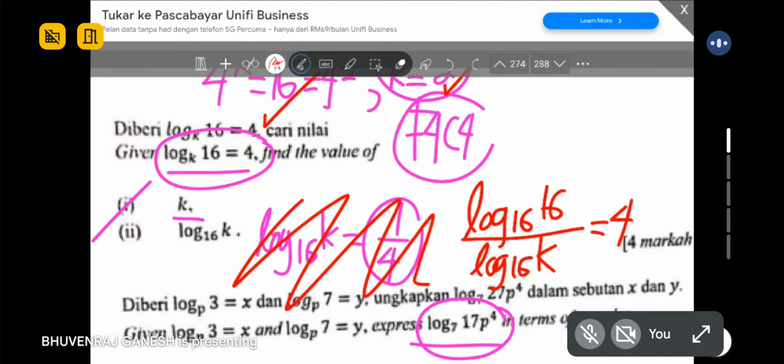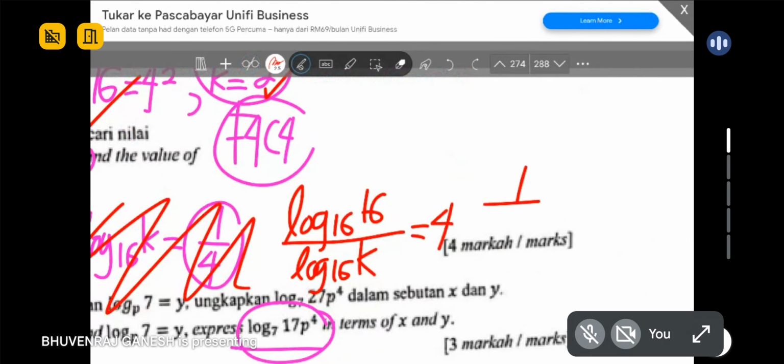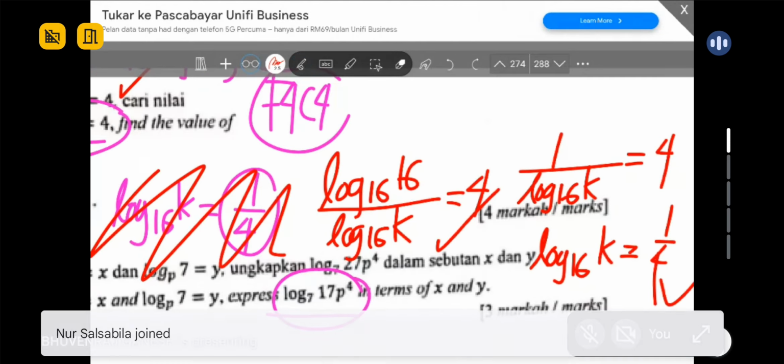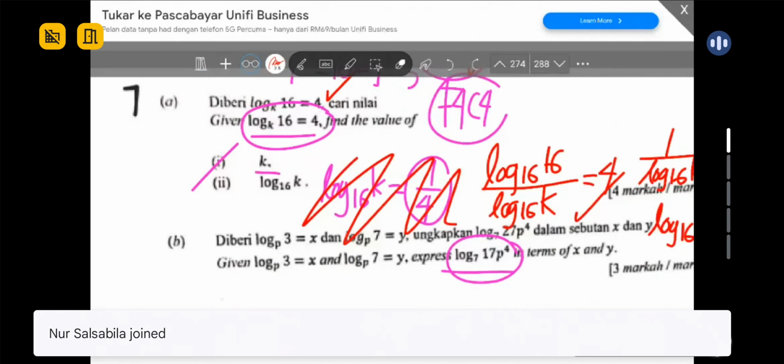Jangan terus tulis jawapan. Okay, you write this step. So 1 over log 16K equal to 4. So log 16K equal to 1 over 4. This is how you get the answer. So you show some steps, guys. 2 marks over here also. Understand? Dapat? So that's the concept.